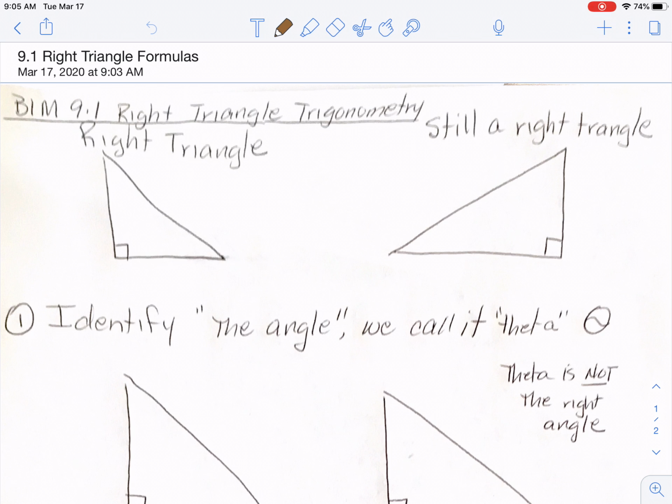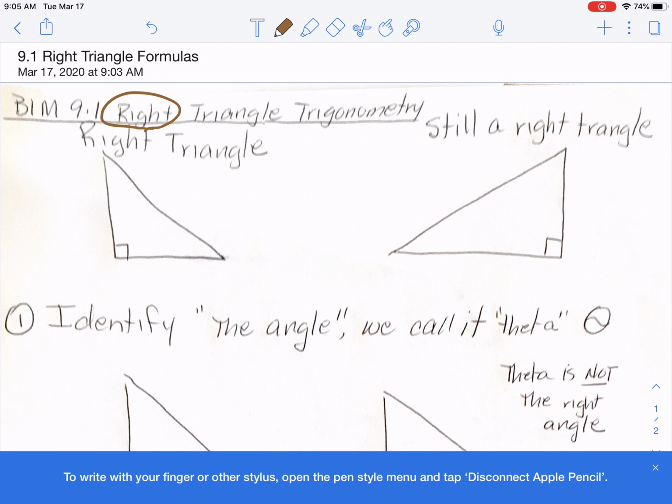When we're working on these, we know that we're working on right triangles. The way you know you have a right triangle is you look for this little square box right here, or they're going to put a little 90-degree mark. If you don't have a right triangle, don't use these formulas. If you do have a right triangle, awesome.